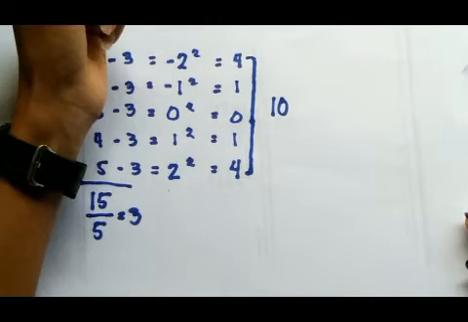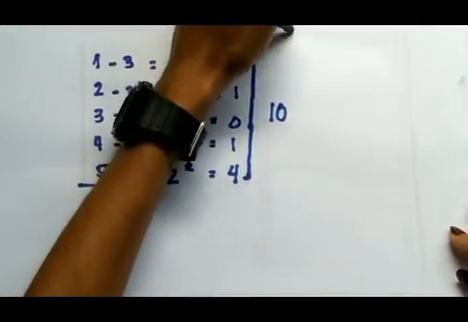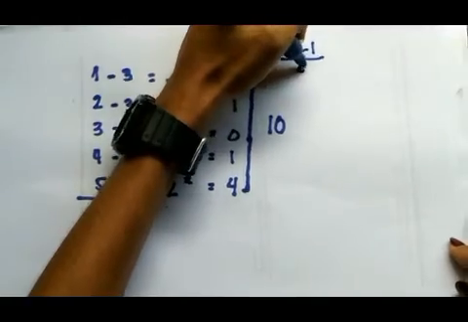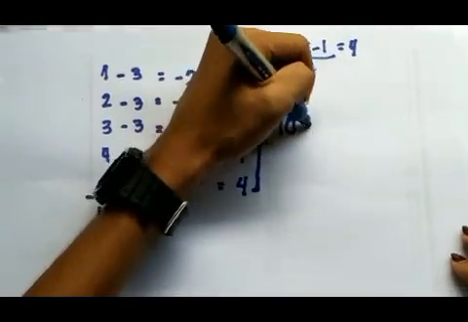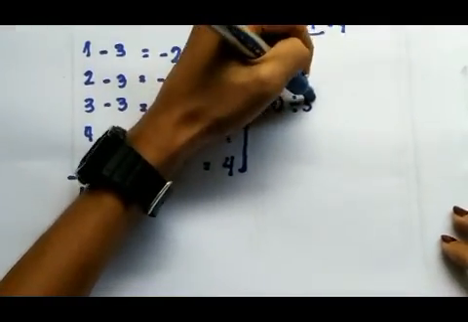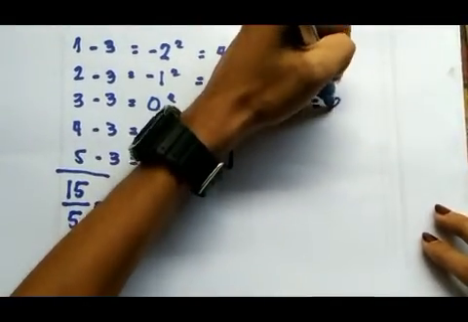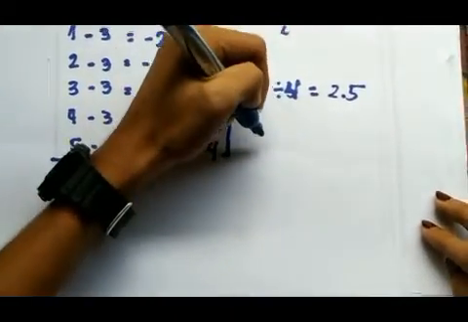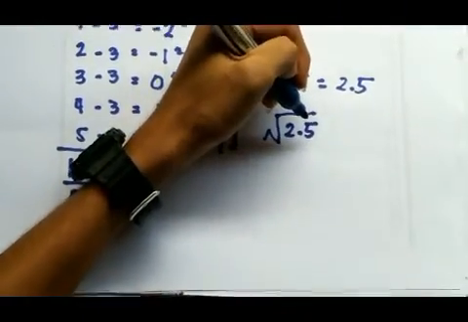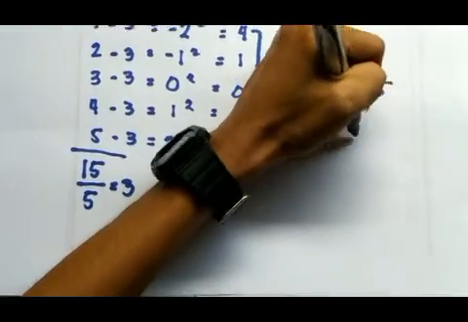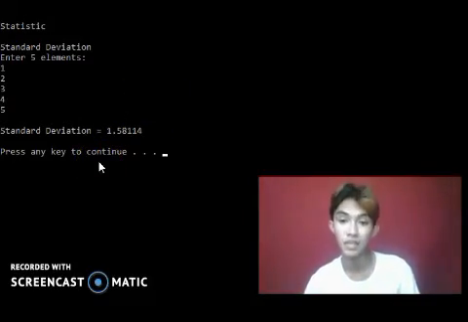Then the rule implies that we should be subtracting 1 from the number of elements. So 5 minus 1 is equal to 4. So we're gonna divide it by 4. So 10 divided by 4 is equal to 2.5. And the last step is to get the square root of 2.5. The square root of 2.5 is equal to 1.58. So let's continue.